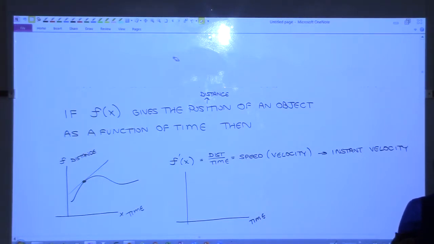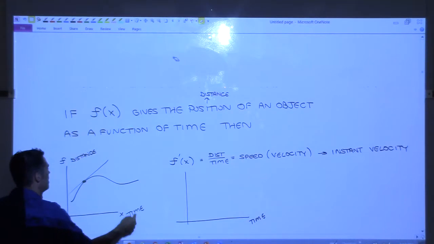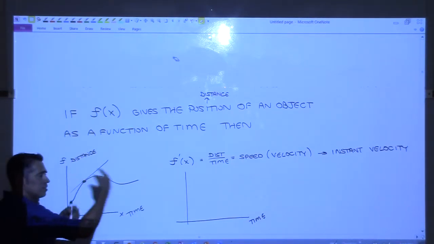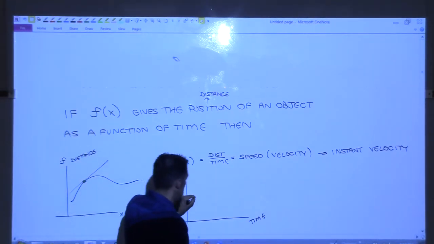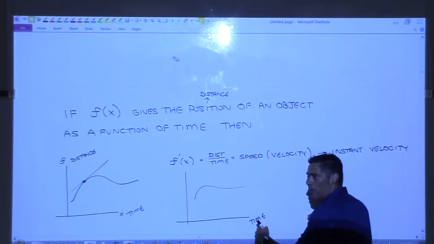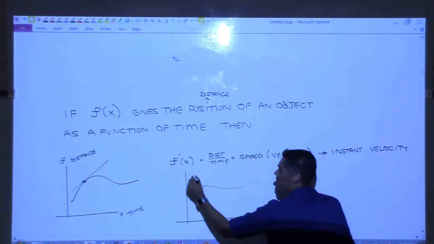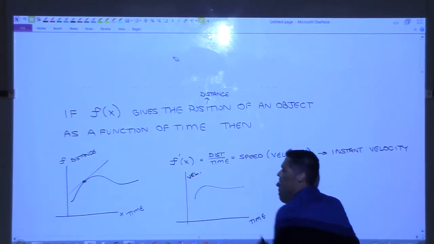Velocity, right? So here with this function f, the input was time, the output was distance. If we take the derivative and we graph it as a function, I'm just going to graph whatever, then time's still the input, but now the output is giving you the velocity at every point in time. So this will be velocity. I'm just going to put velocity, yes?